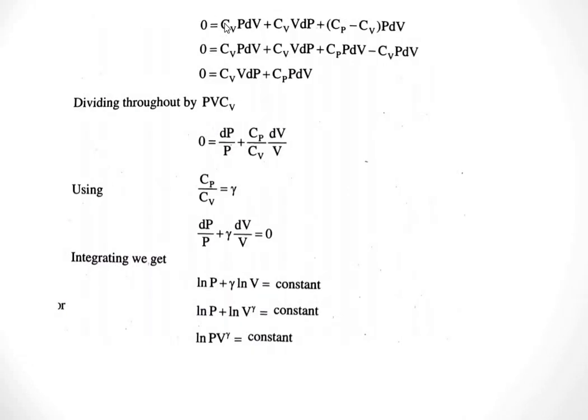So this is our equation, that is 0 is equal to Cv PdV plus Cv VdP plus (Cp minus Cv) into PdV. When we apply the distribution law, you will get Cv PdV, Cv VdP, and Cp PdV minus Cv PdV. Here Cv PdV and Cv PdV get cancelled. So you will get Cv VdP plus Cp PdV. Now we divide through by Cv and by PV. When we divide, the V in VdP cancels, and the P cancels in the other term.